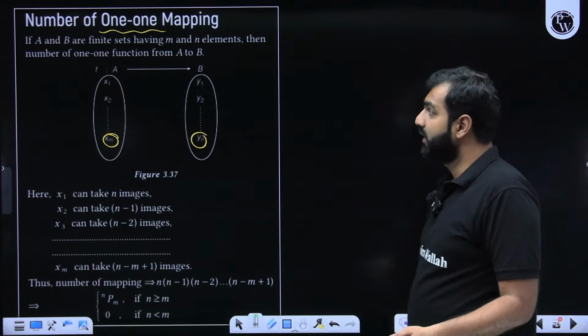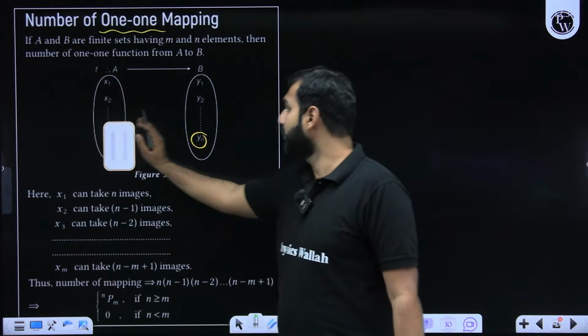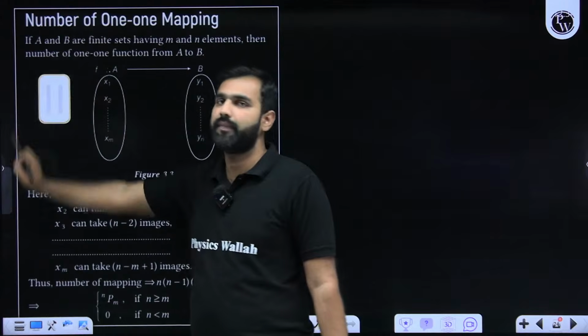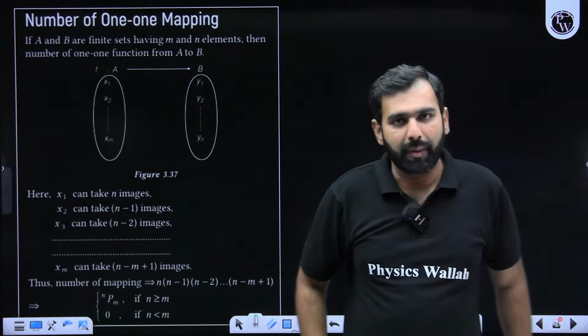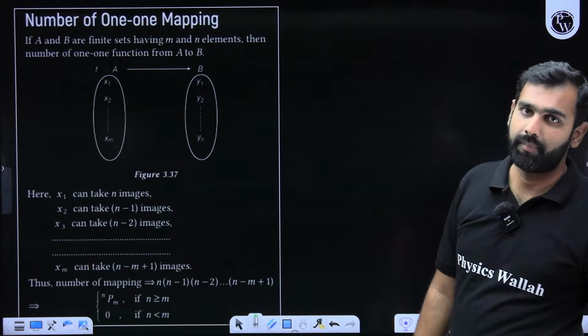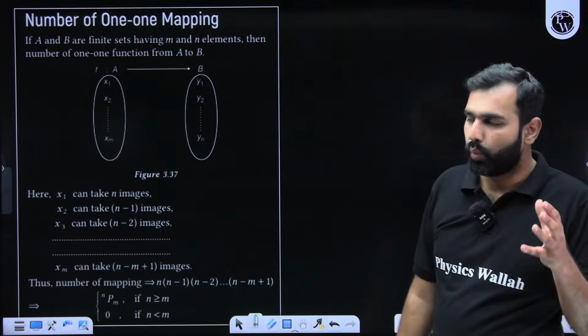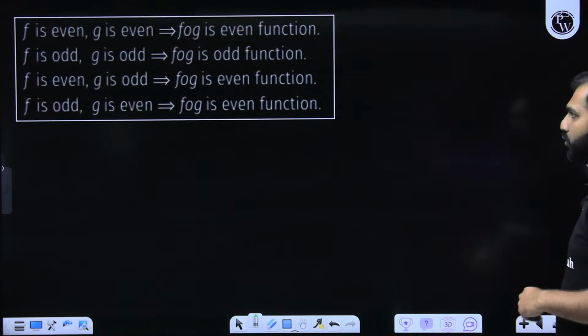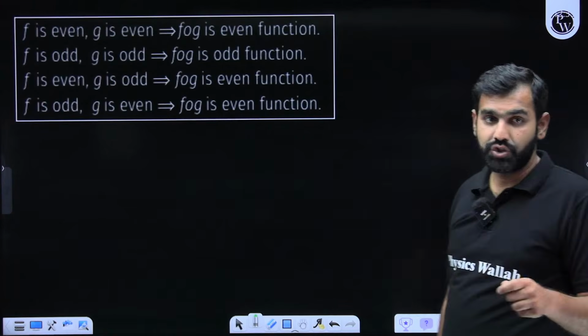But let's say, sir, the domain has a lesser number of elements than the codomain set. Then can we have a 1-1 mapping? I'll say in that case, I'll have 0 one-one mappings. I hope you remember that. With that, if I move ahead with that conclusion, we see the next thing, composition of two functions.